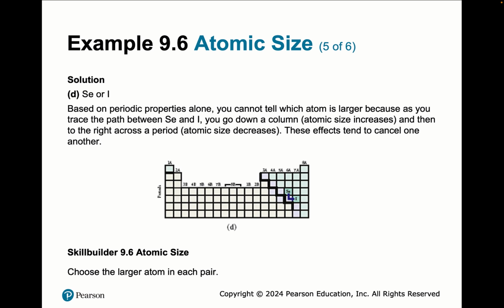Now we have selenium and iodine. This is a little confusing because iodine's to the right, so it looks like it's smaller, but selenium is higher, so it looks like it's smaller. This is ambiguous because you cannot use the periodic trends to figure this one out. So this indicates that we don't know. We'd have to look up the data to figure this one out.